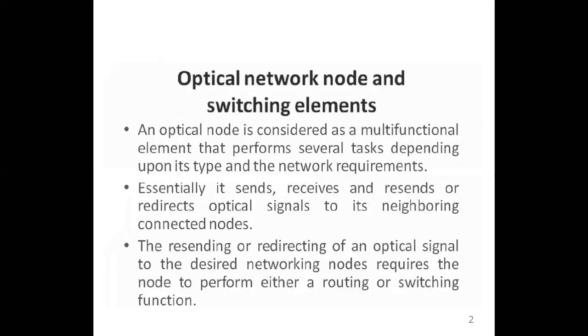So as we have already discussed, the optical node is a multifunctional element because it can be used as a transmitter, a receiving element, or it can be used for routing. So that's what the second point mentioned. It sends, receives, and resends or redirects. So redirects means it can be used as a router. The resending or redirecting, that is the routing functionality, requires the node to perform a routing or switching function. So you are switching between one node to the other. The first node can be the source node and the second node can be the destination.